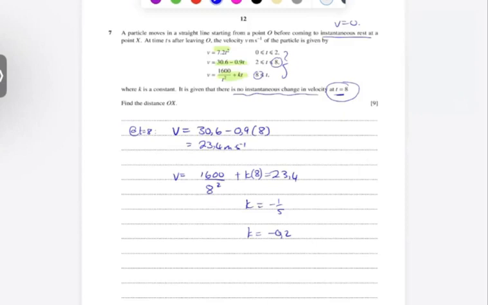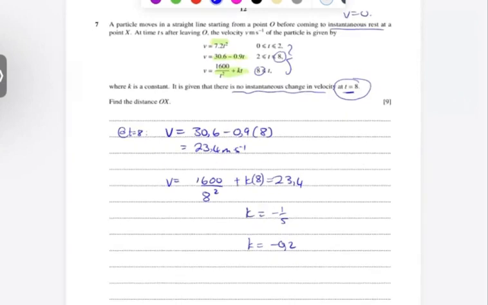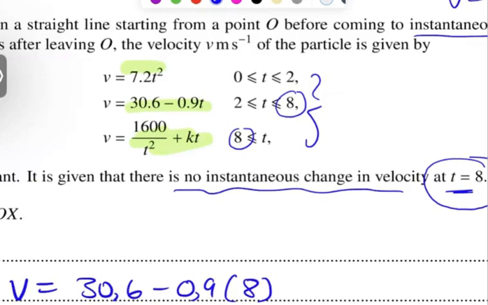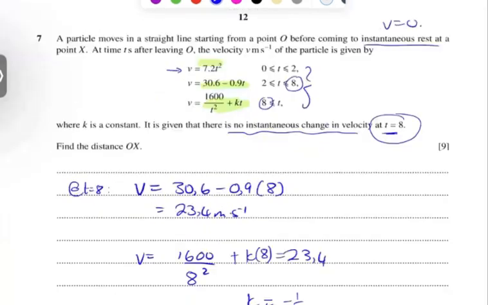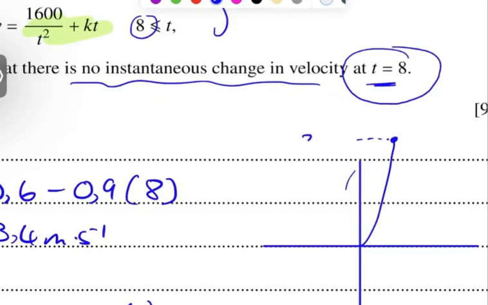So what we want to see is find the distance OX. When does this particle come to rest? If I look at my first equation, that is a quadratic, a smiley face quadratic that is very stretched by 7.2. It's starting at 0, and it's going to go up to 2, so 7.2 times 2 squared. So it's going to have a final velocity here of 28.8 when t is 2.